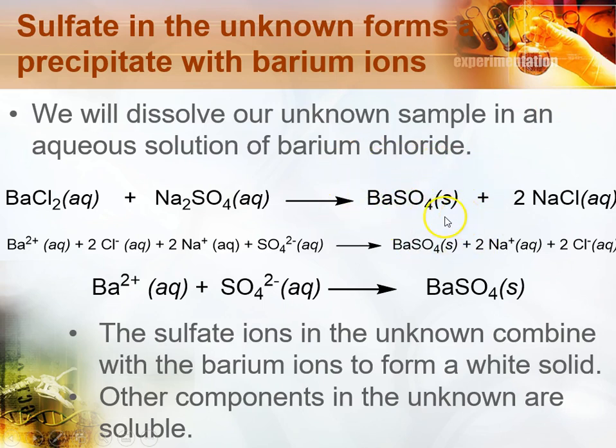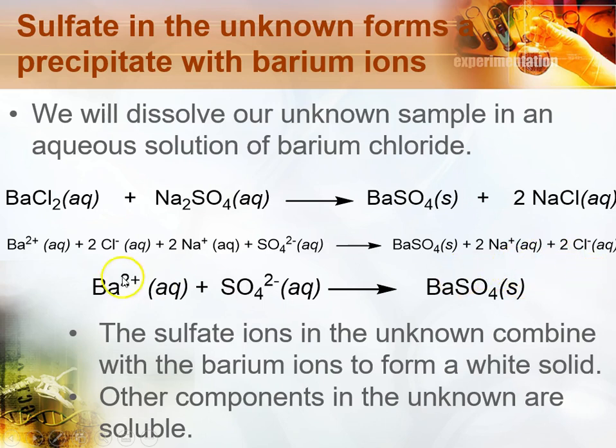So if we expand this molecular equation to a complete ionic equation, we note that when we take barium chloride and dissolve it in water, the ions dissociate to barium ions and chloride ions. The sodium sulfate would dissociate to sodium and sulfate ions. The barium sulfate, though, is insoluble, so it does not dissociate. So we write this as the solid precipitate. The second product is sodium chloride, and that dissociates.